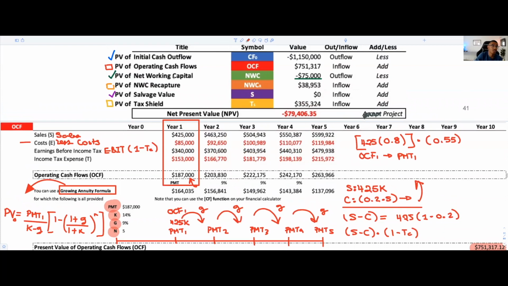So with that, you're able to solve for 751,317. I'm not going to plug that in within my formula right now. There's no chance. But now that you have that, all you've got to do now is solve for the net working capital recapture.